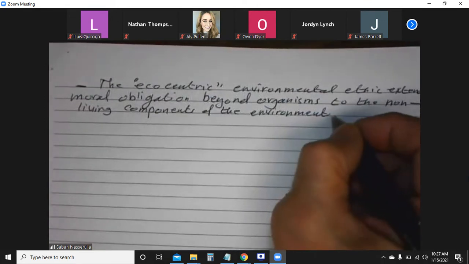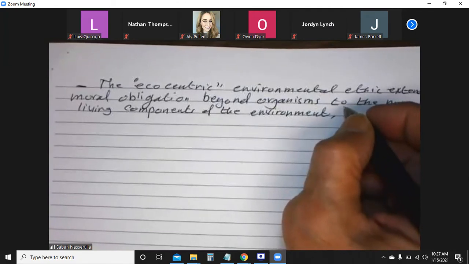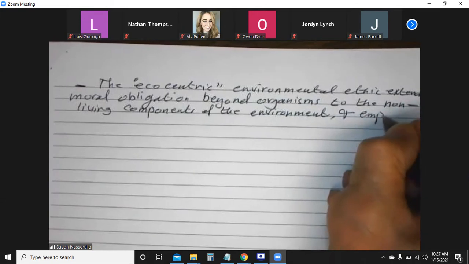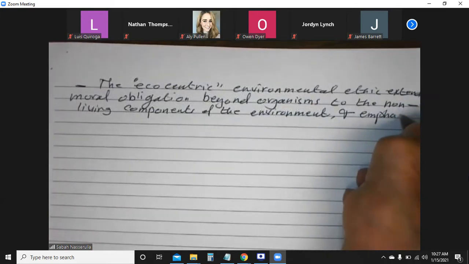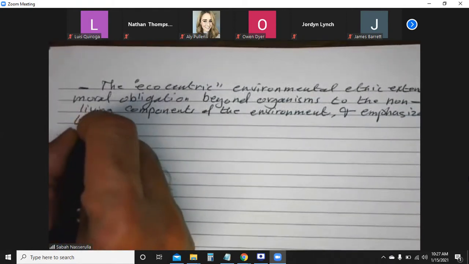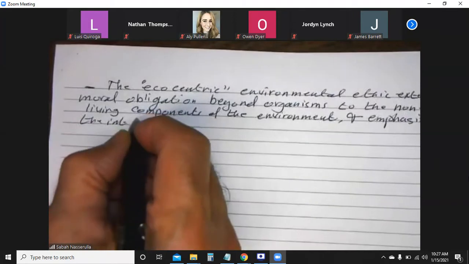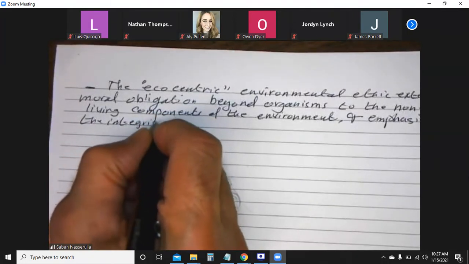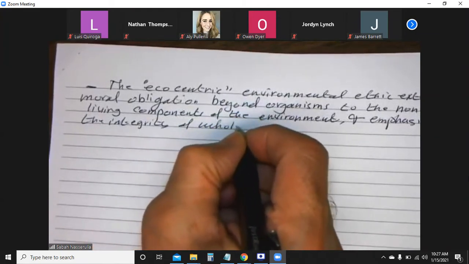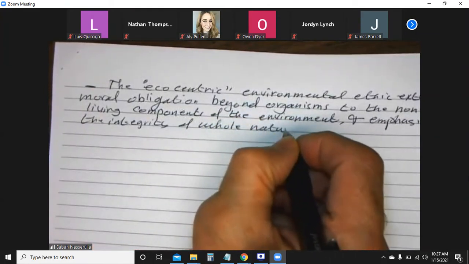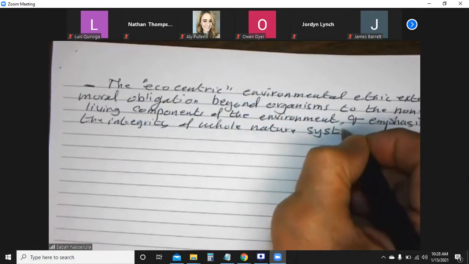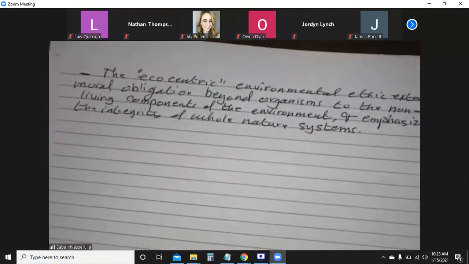And of course, in this point of view, they emphasize the integrity of whole nature systems.